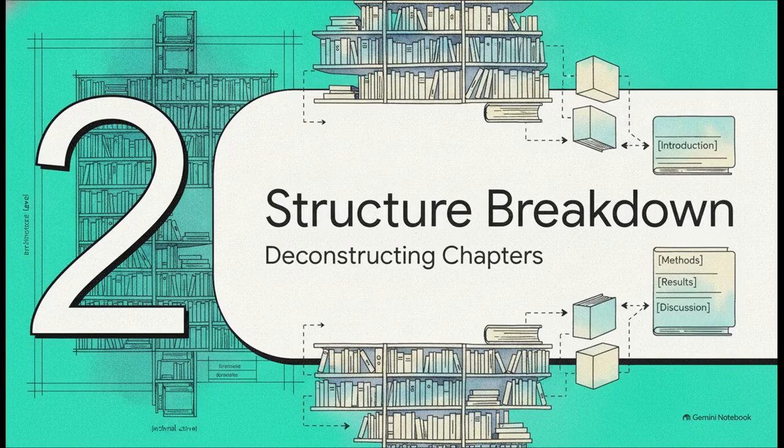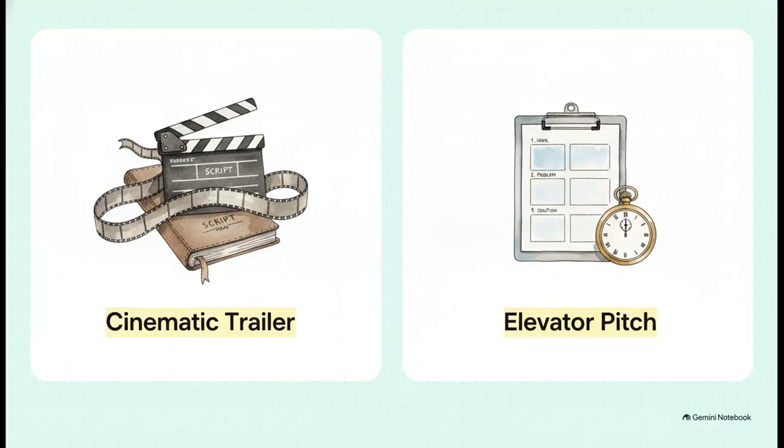Moving right along to Section 2, breaking down the structure. Time to deconstruct those massive chapters. Let's start at the very top with the abstract. A thesis abstract is basically a sweeping, cinematic trailer of your entire academic journey. Roughly 300 to 500 words giving a detailed overview of every single chapter and all your broad implications.